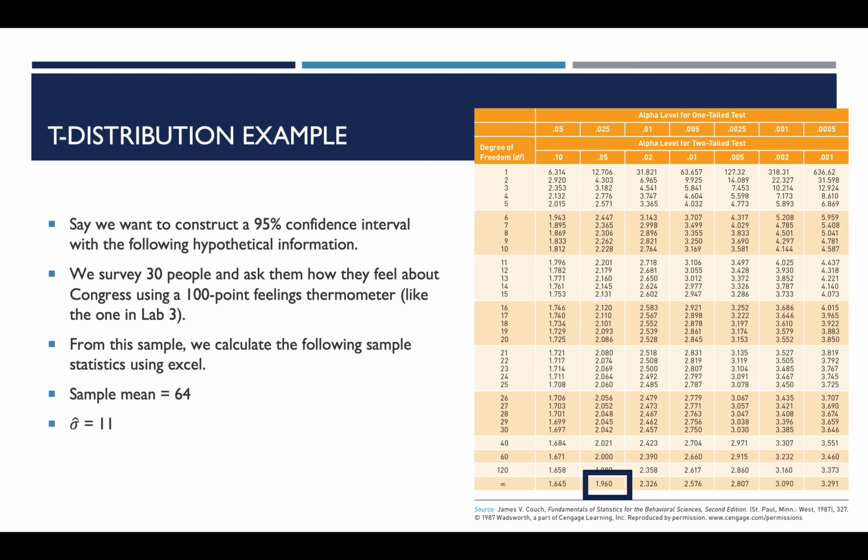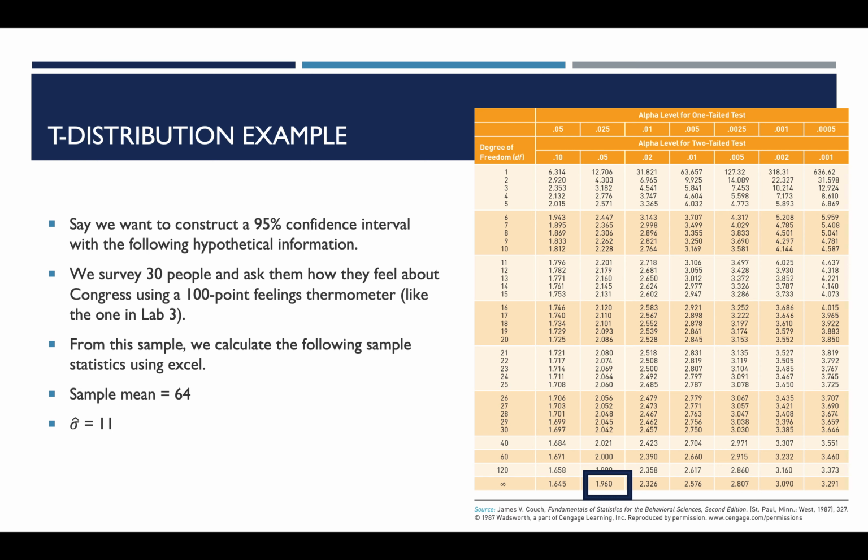Again, we can do this using Excel, things you've already practiced doing. We can use Excel to figure out that our sample mean is 64 in this hypothetical distribution, and our sample standard deviation is 11. So we're going to take this information and we're going to go to the t-table to find out what critical value we need to plug into our equation.